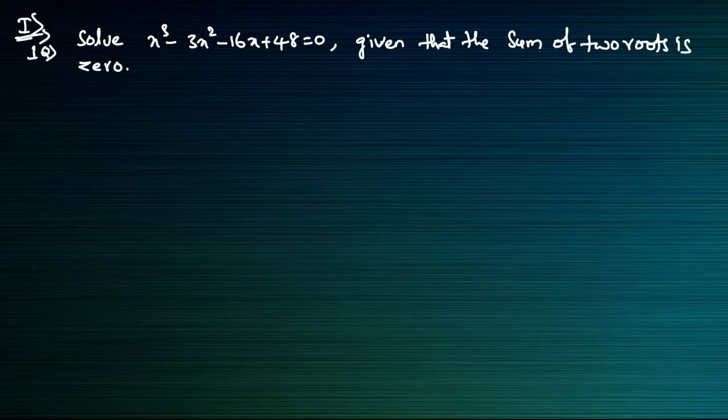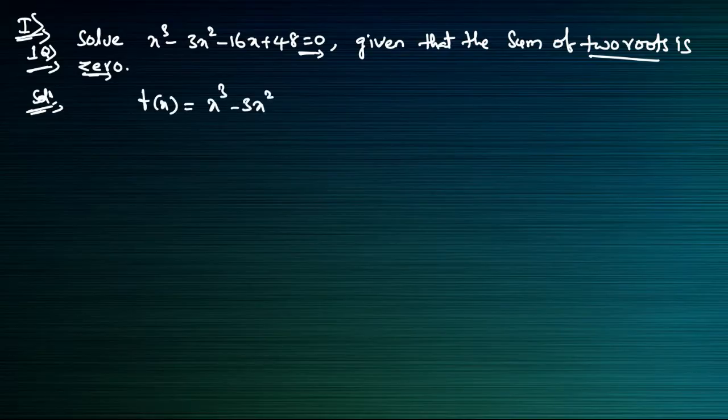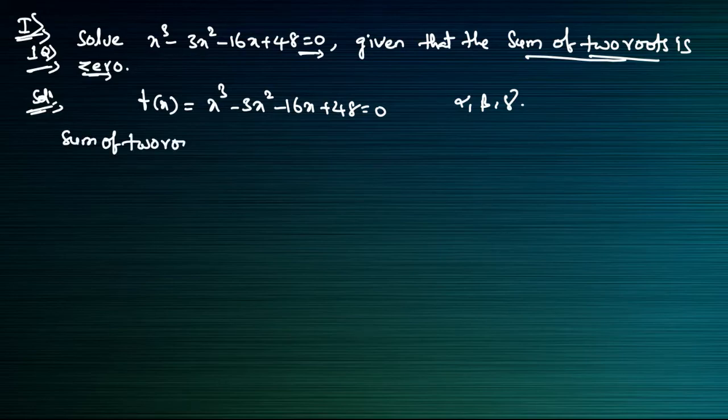Section 1, first question: solve x cube minus 3x square minus 16x plus 48 is equal to 0, given that the sum of any two roots is 0. The solution will come like this. Let f of x be x cube minus 3x square minus 16x plus 48 is equal to 0. Let the roots be alpha, beta and gamma. He is saying that the sum of two roots, alpha plus beta, is equal to 0, so we will take that.